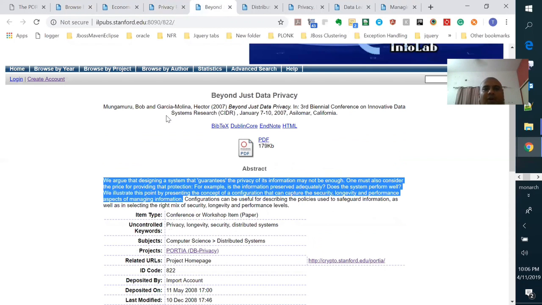The next paper, beyond just data privacy. This paper basically argues that designing a system that guarantees privacy of the information may not just be enough. We have to also consider the price of it. For example, whether the information is preserved adequately, and does the system perform well? This paper presents the concept of a configuration that can capture the security, longevity, and the performance aspects of managing information.